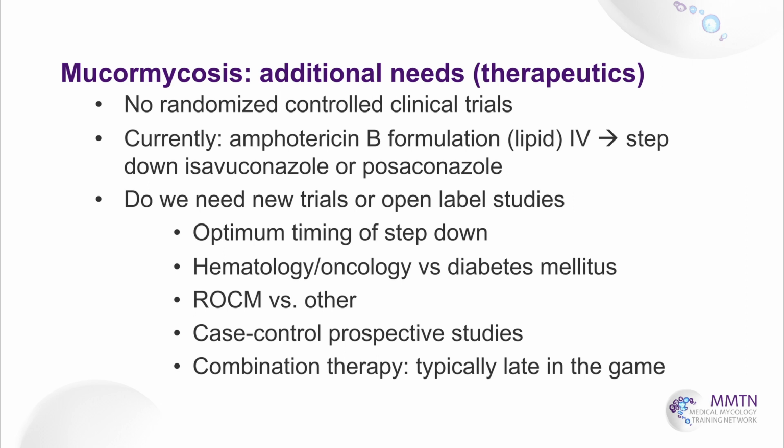The optimal timing of step down is uncertain. Do we do this early? Do we do this late? And how early is too early? Look at other risk groups outside of hem-onc, outside of diabetes maybe, and maybe stratify trials by site of infection, not just in rhinocerebral mucormycosis. We need more case control prospective studies and more studies on combination therapy, because this is typically given very, very late in the game, and perhaps it should be given earlier.